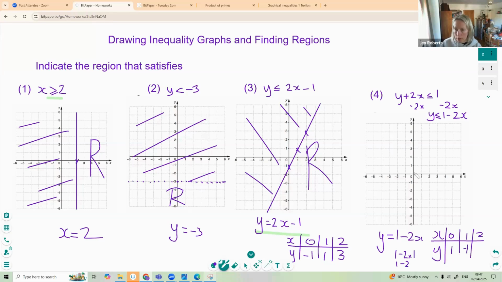Let me plot my points. I've got 0, 1, and I've got 1, minus 1. And here, if I substitute 2 into here, we got 1 minus 2 times 2. 2 times 2 is 4. 1 take away 4 is minus 3. So we have 2, negative 3. Let's draw a straight line through those points.